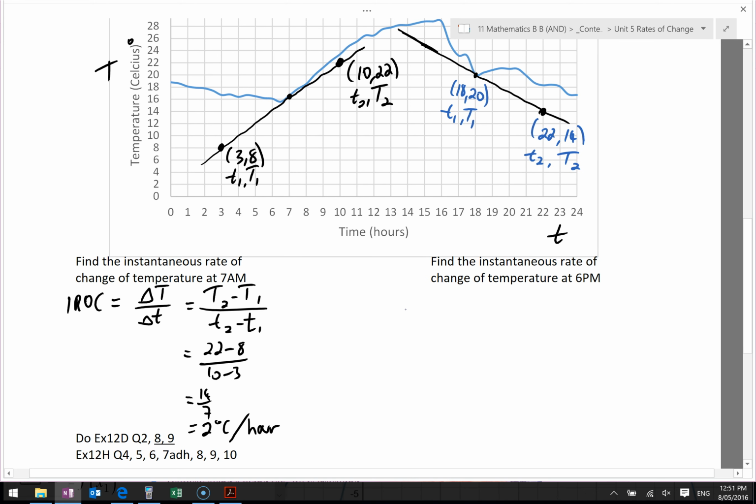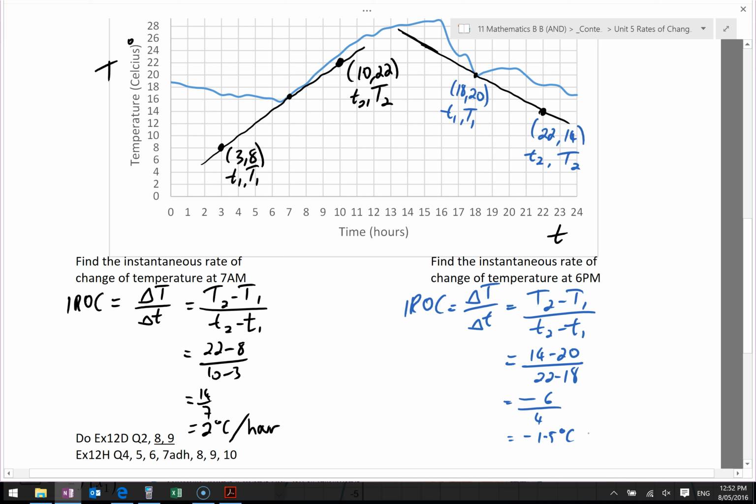Okay, so instantaneous rate of change here. Again, change in temperature and change in time. Again, the difference between the temperatures and the difference between the times. Okay, and let's have a look, -6 on 4. So minus 1.5 degrees Celsius per hour. Okay, does it make sense to be negative? Yep, sure, because the slope of that tangent, our instantaneous rate of change, is going downhill.